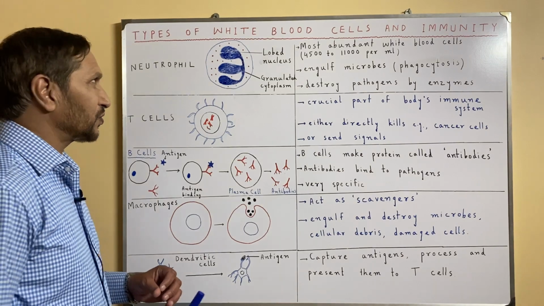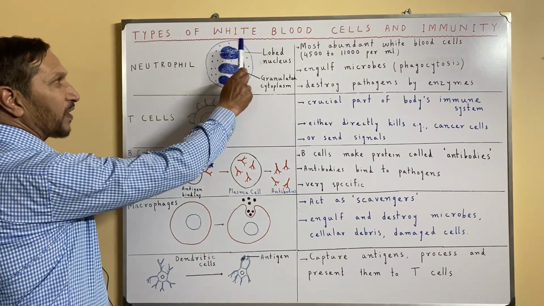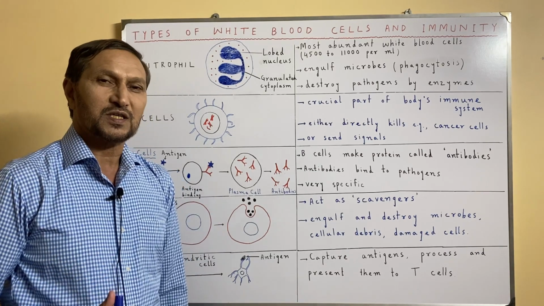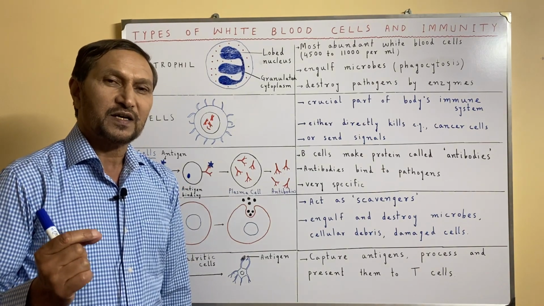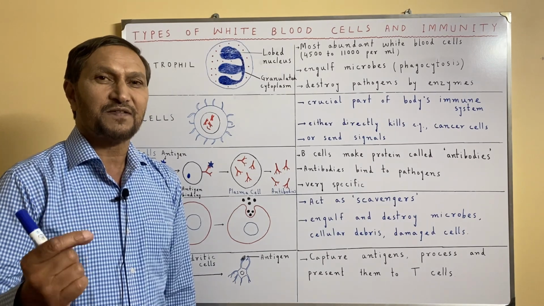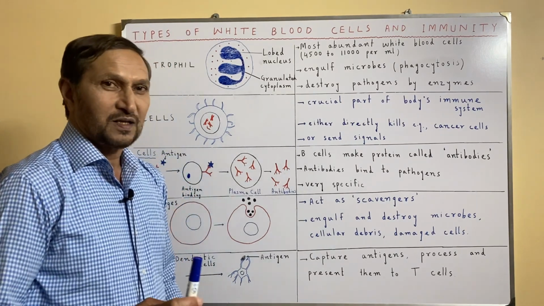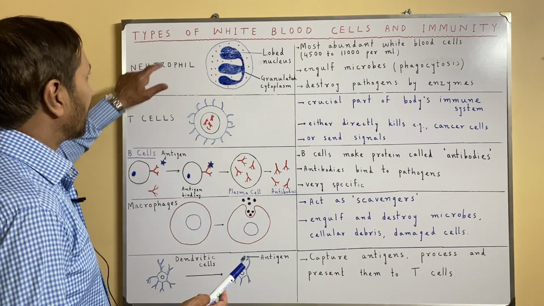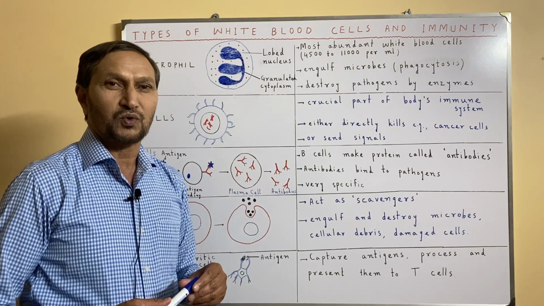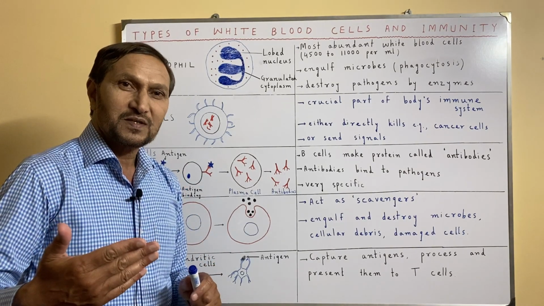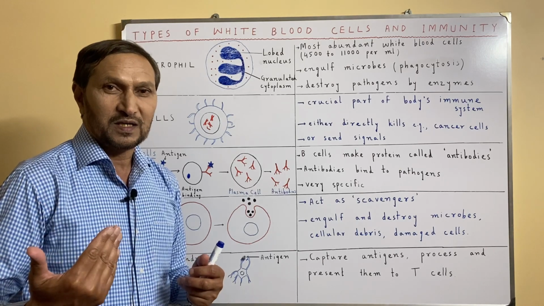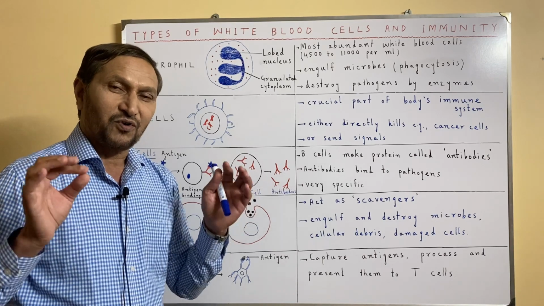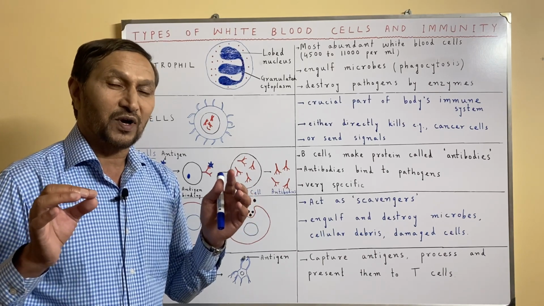Today I am going to discuss types of white blood cells and immunity. Let me explain what immunity is. It is the body's defense system, and in the body's immunity or defense mechanism, white blood cells play a very important role. They are like the police or the guards of the body, which protect and defend our body against the foreign invaders. And what are those foreign invaders?